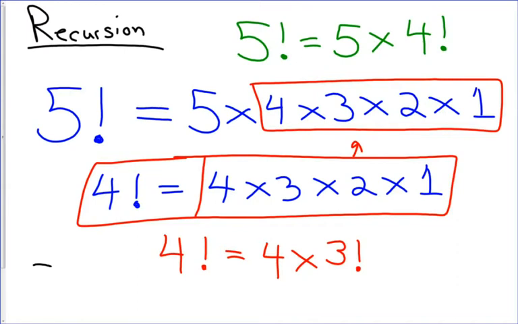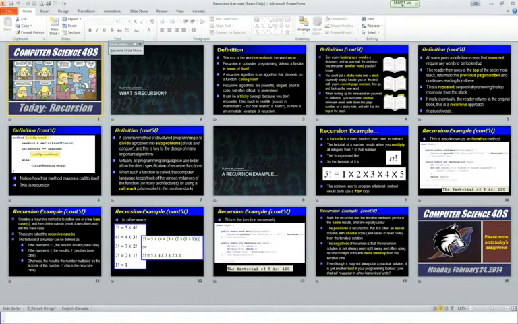Any number, n factorial, equals n times n minus 1 factorial. That's what it means. It is a method or a function that defines itself in terms of itself. Okay?